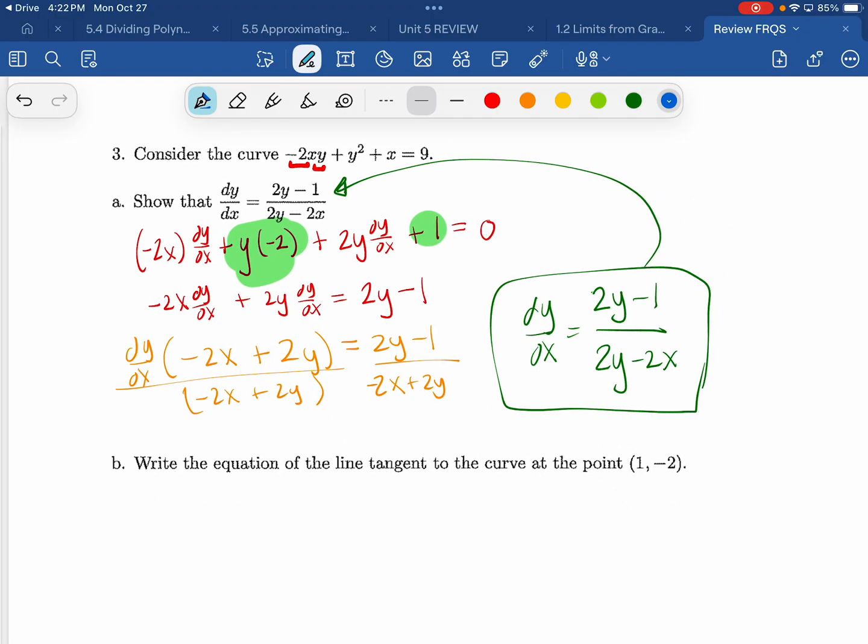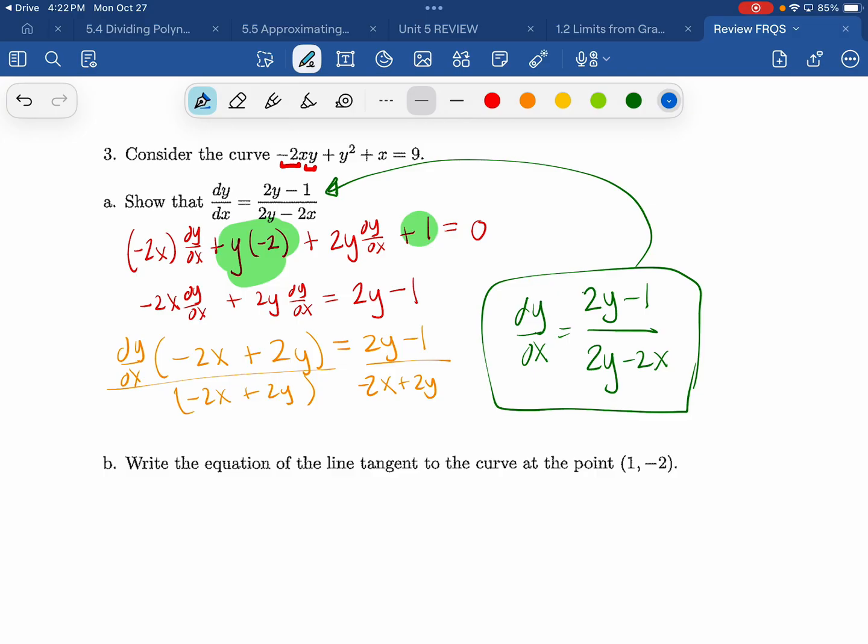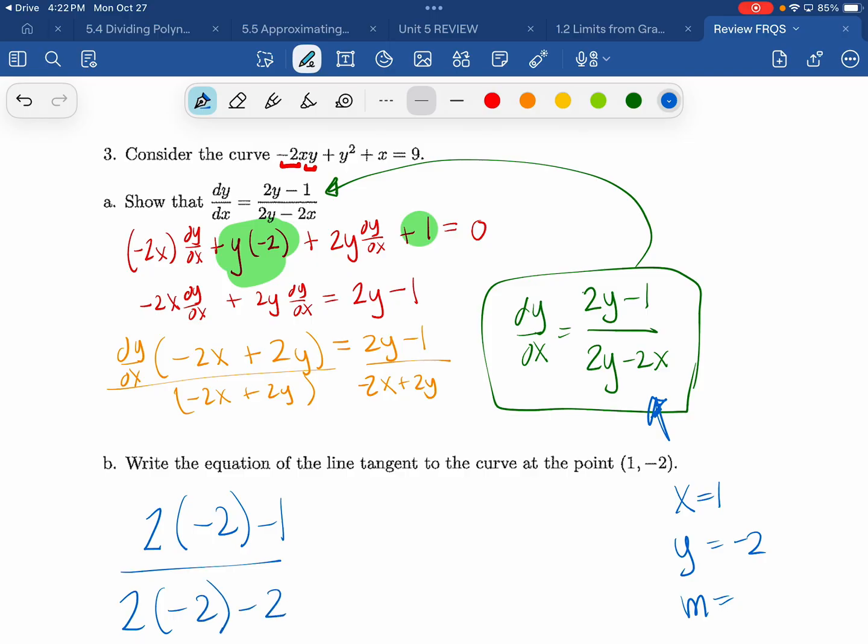Write the equation of the tangent line to the curve at the point (1, -2). So x is 1, y is -2. We have to find m. It gives us the derivative, so all I have to do is plug in the numbers. 2 times -2 minus 1 over 2 times -2 minus 2 times 1. So 2 times -2 is -4, minus 1 is -5. And then I get -4 minus 2, which is -6. So I get 5/6 for my slope.